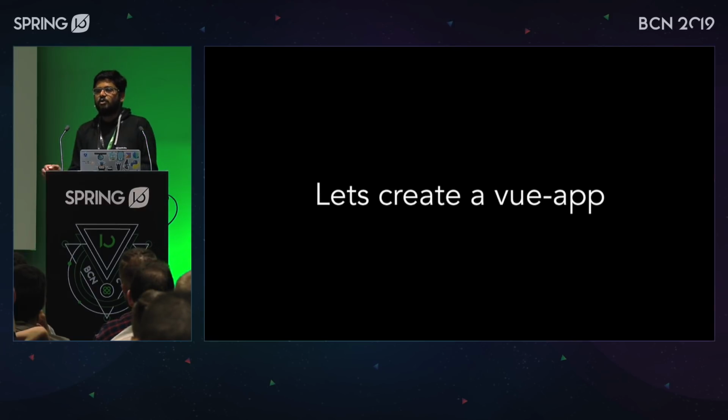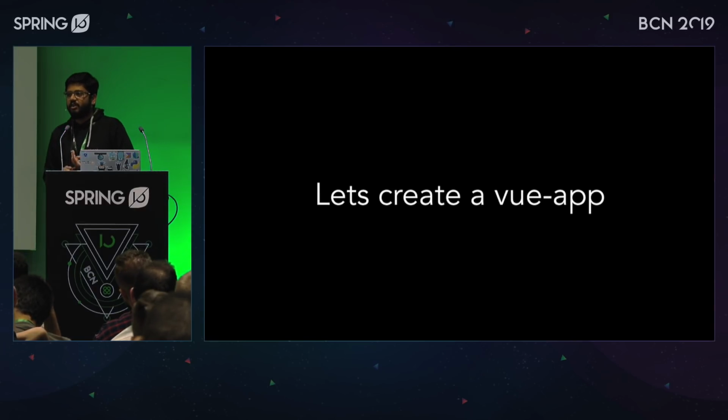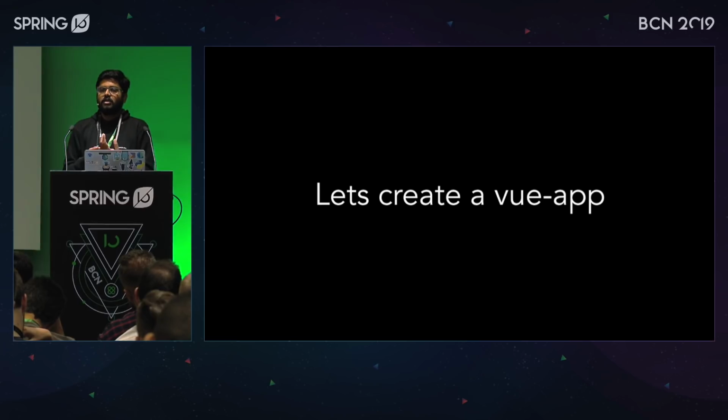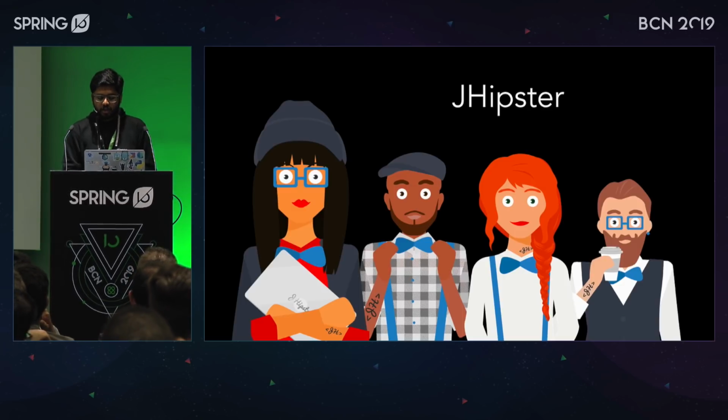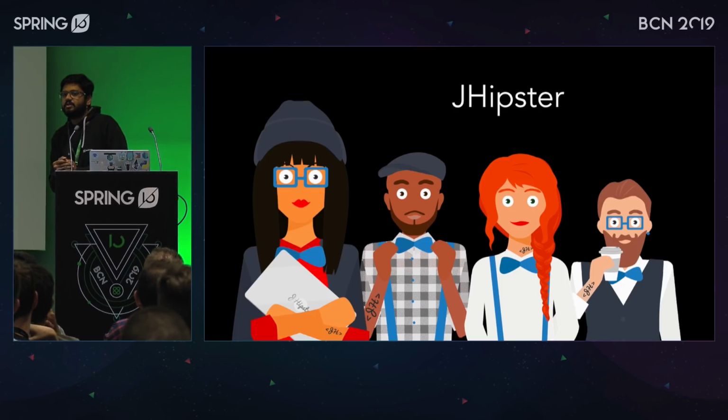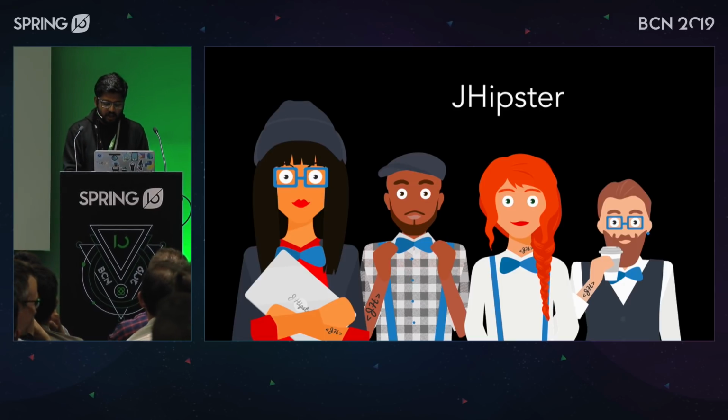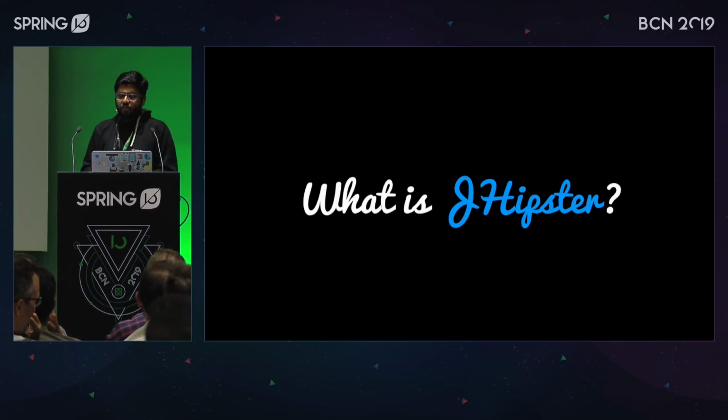So that's how Vue makes it really simple for you to write the front end. And also with Spring Boot, you can write a minimal amount of code and everything runs out of the box. So JHipster. This is the last part of the presentation, JHipster. So what is JHipster?